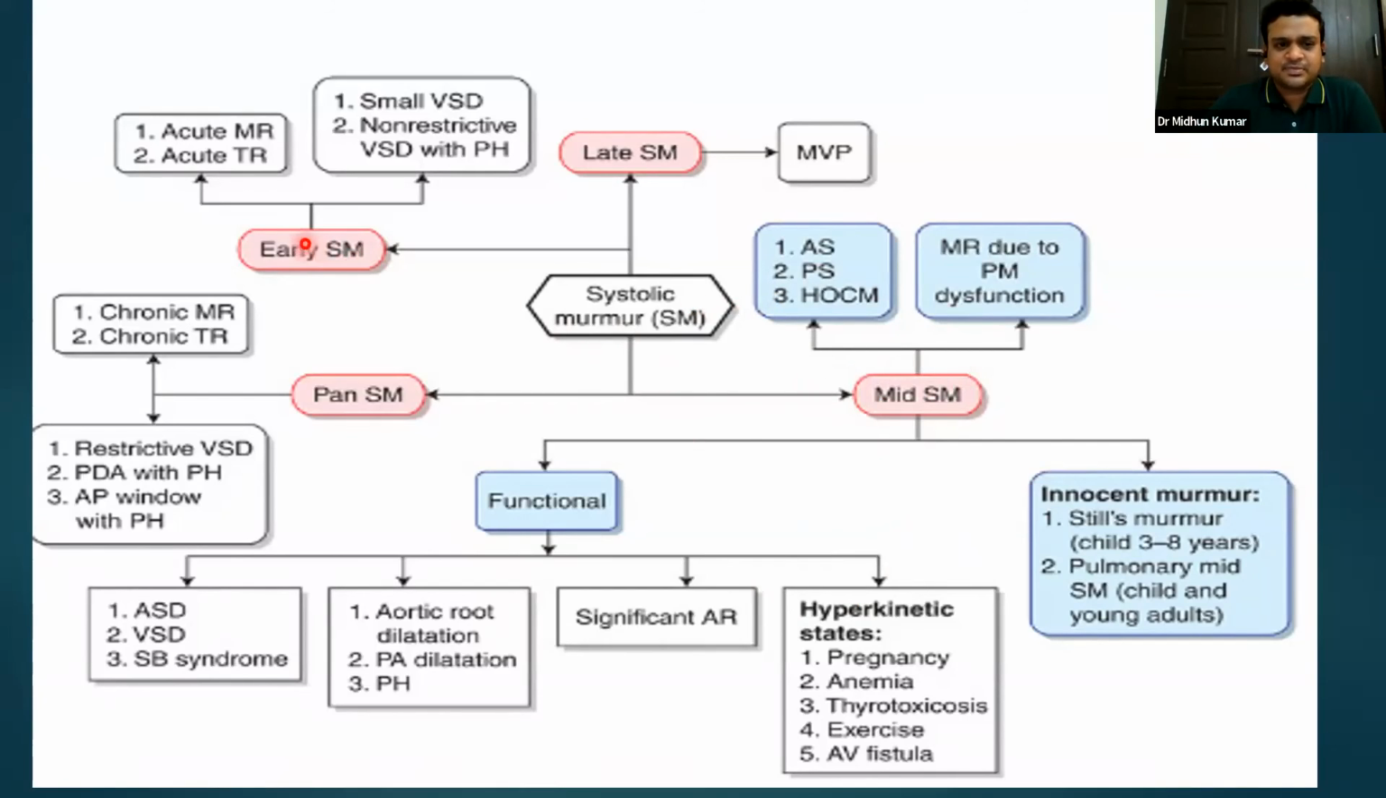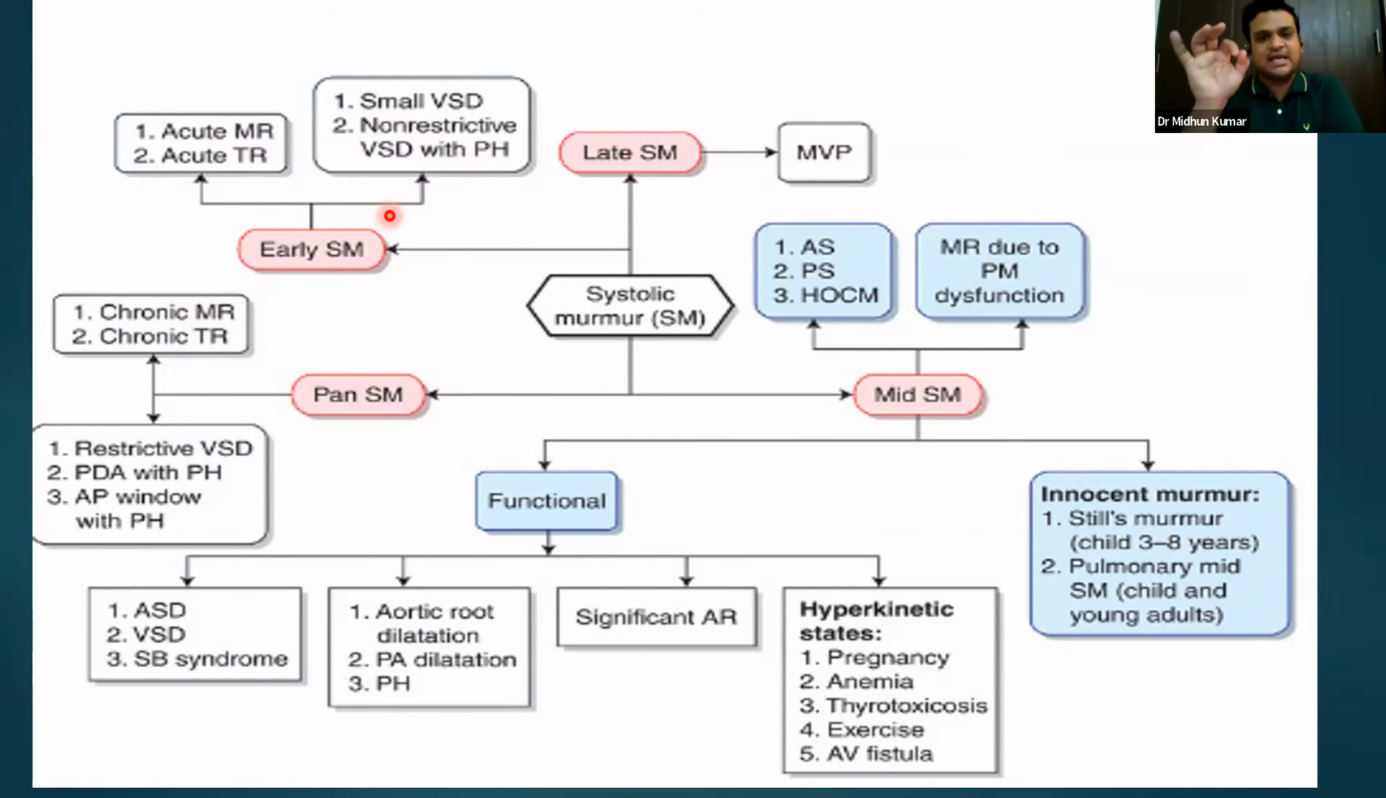As I already said, early systolic murmur means that the murmur starts with S1. It can occur in MR and TR. If the severity of the lesion is more, if the MR severity is more, then it's going to be a pansystolic murmur. So the pansystolic murmur occurs in chronic MR and chronic TR. The conditions that produce an early systolic murmur, if the severity is more, will produce a pansystolic murmur. These are the only conditions that can produce pansystolic or early systolic murmurs: MR, TR, and VSD.